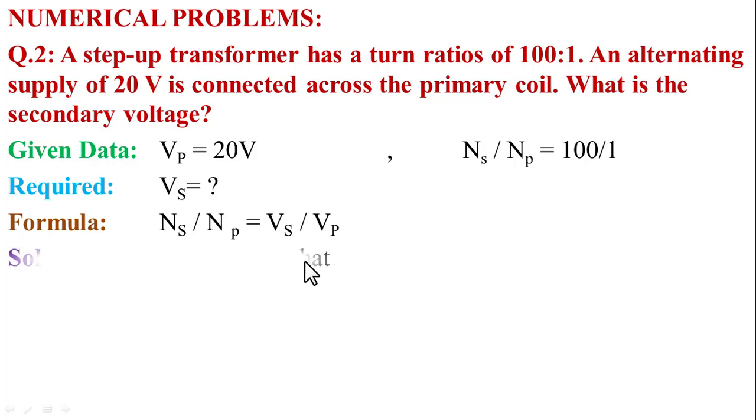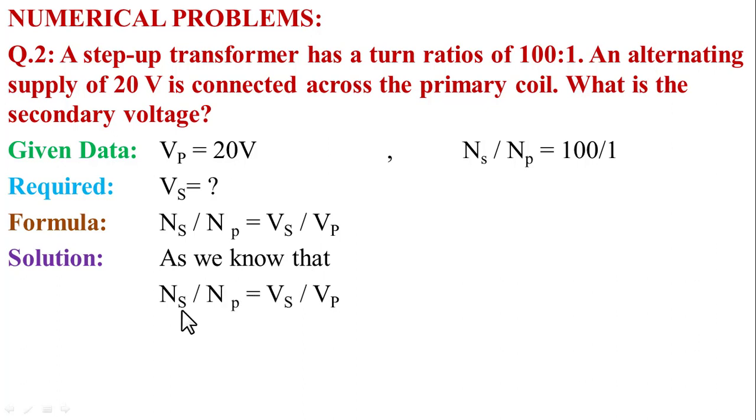So in our solution, according to the formula, number of turns of secondary coil divided by number of turns of primary coil is equal to voltage of secondary coil divided by voltage of primary coil. Here this value is divided, so it will be multiplied on the other side. So we arrange the formula.